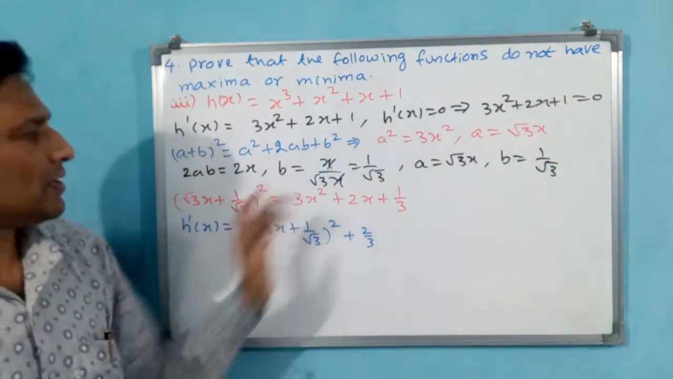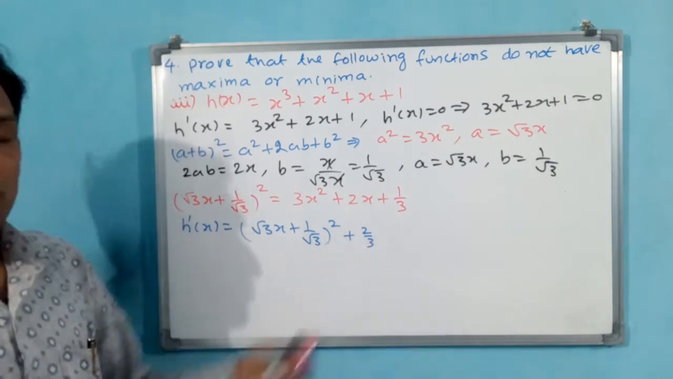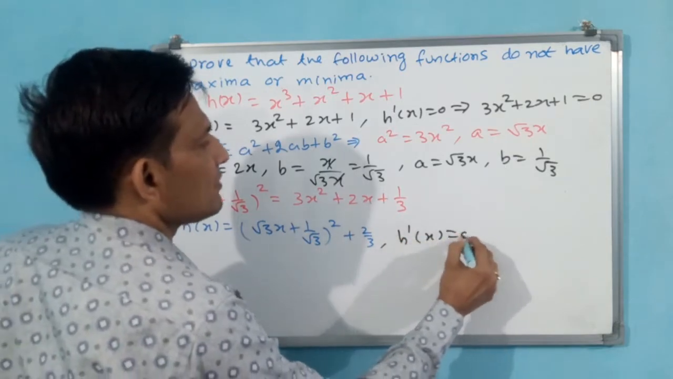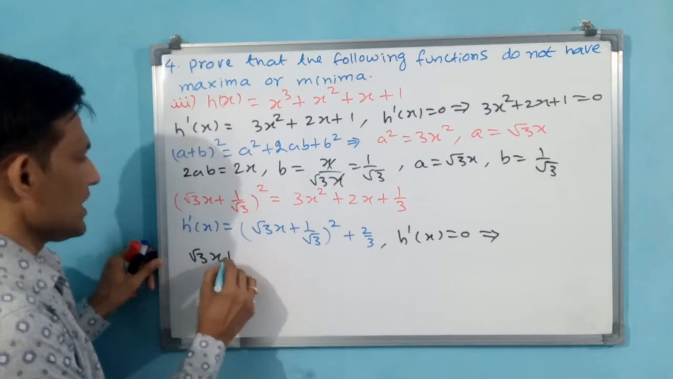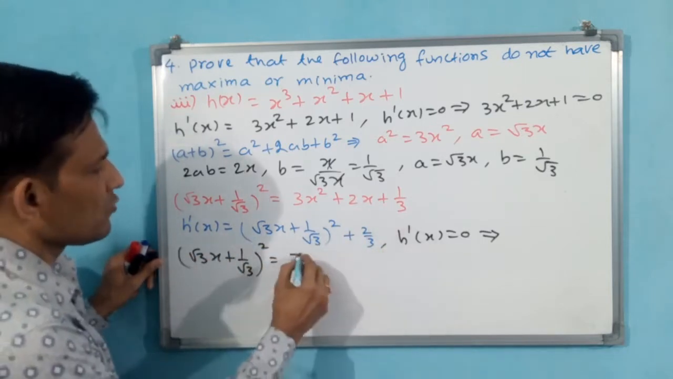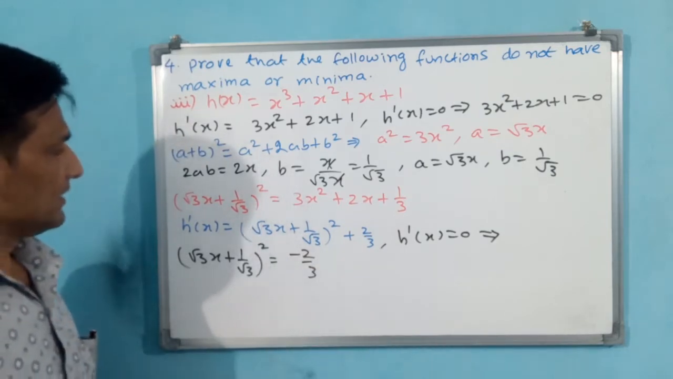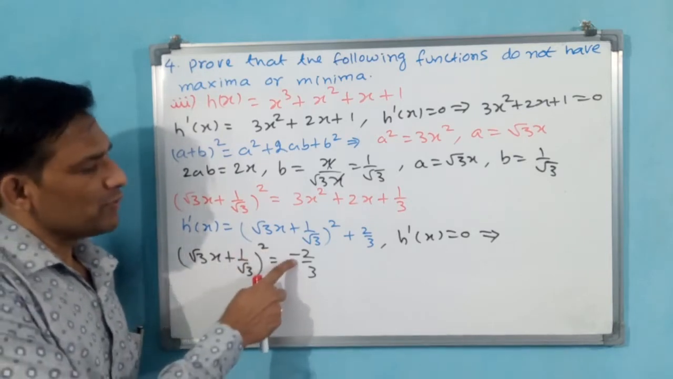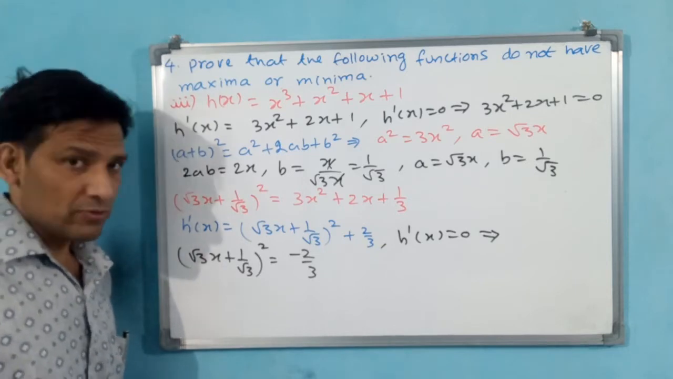Now you have rewritten this function. Now you make h dash x equal to 0. See how I am doing it. h dash x is equal to 0 implies root 3 x plus 1 by root 3 whole square is equal to minus 2 by 3. Now think here: something squared is equal to minus 2 by 3. Do you get any real root?